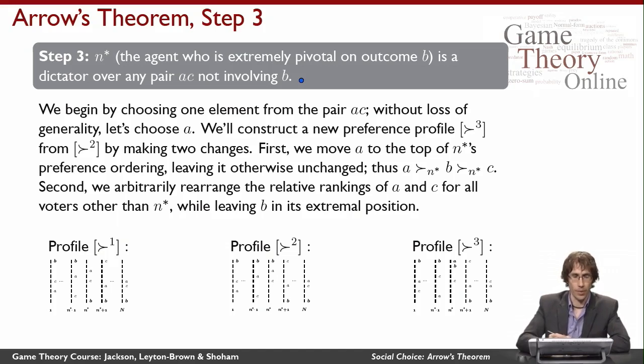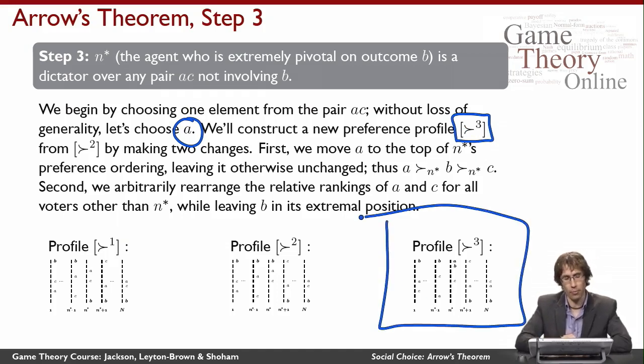Well, so we're going to begin by choosing one of the two elements from the pair, and let's call the one that we choose A. So now I'm going to construct a new preference profile, pref3, which differs from pref2 in 2 ways. First of all, I'm going to move A to the very top of n star's preference ordering, leaving everything else unchanged. So I'm going to take A wherever it was here, and I'm going to move it up to the top.